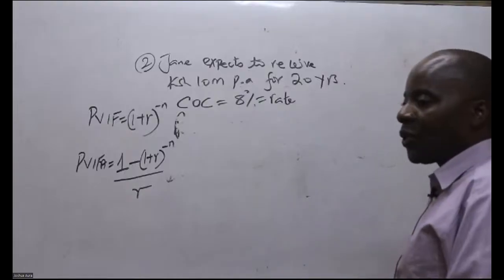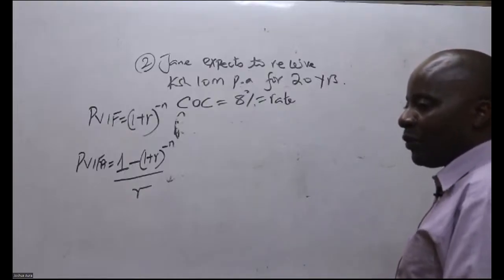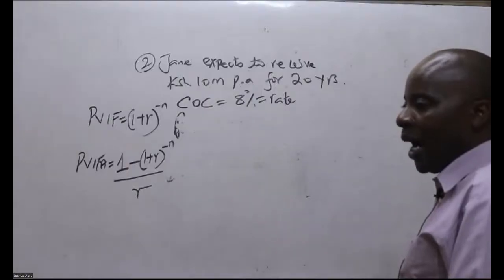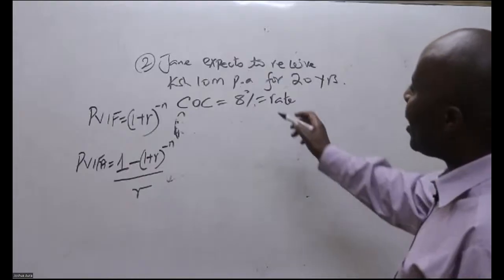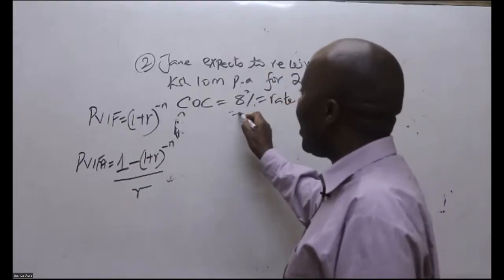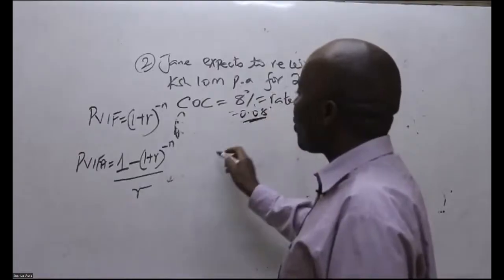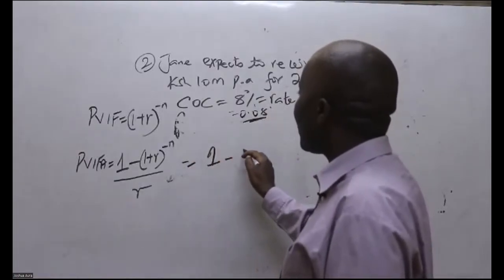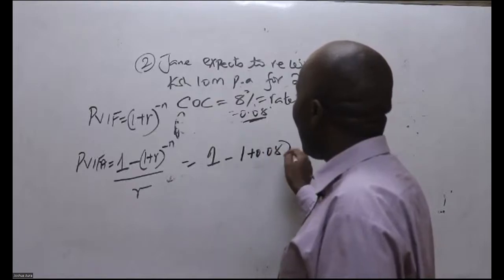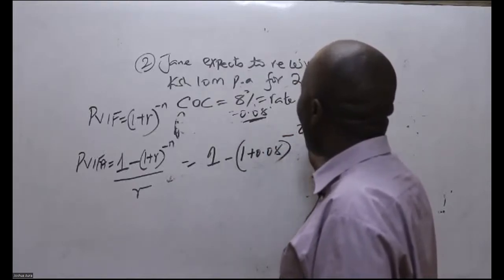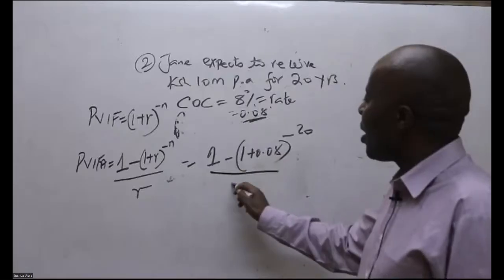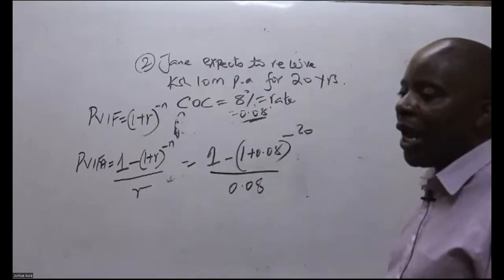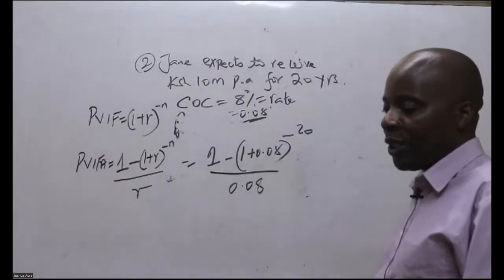PVIFA is 1 minus 1 plus R raised to negative N, and then everything to be divided by R. So like in this particular case, we know our R is 0.08. So then this one here will be 1 minus 1 plus 0.08 raised to negative 20, because we are looking at 20 years. And then everything to be divided by 0.08.